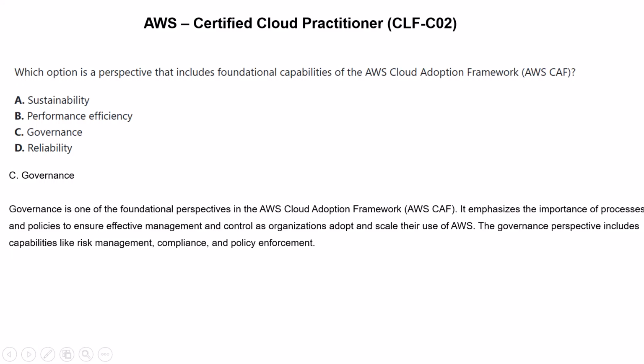Governance is one of the foundational perspectives in the AWS Cloud Adoption Framework. It emphasizes the importance of processes and policies to ensure effective management and control as organizations adopt and scale their use of AWS. The governance perspective includes capabilities like risk management, compliance, and policy enforcement.